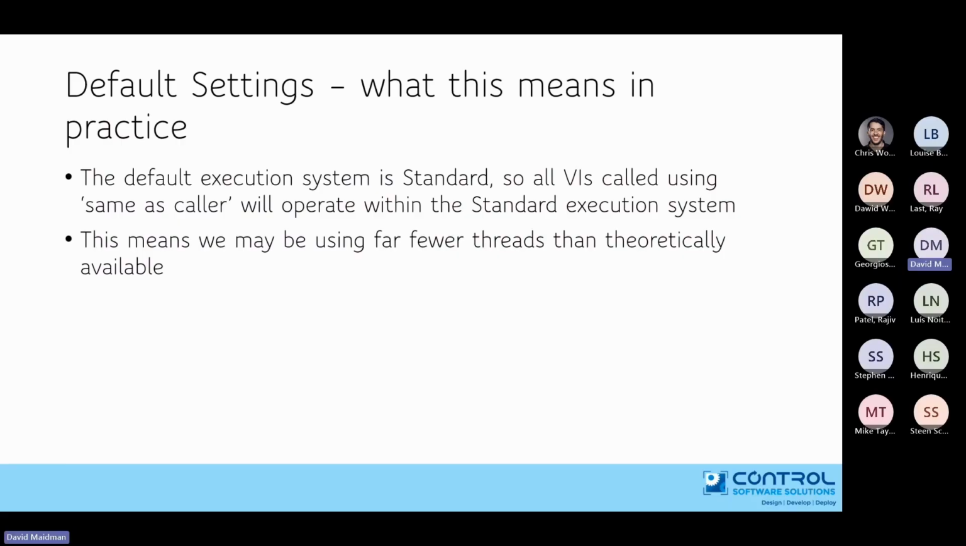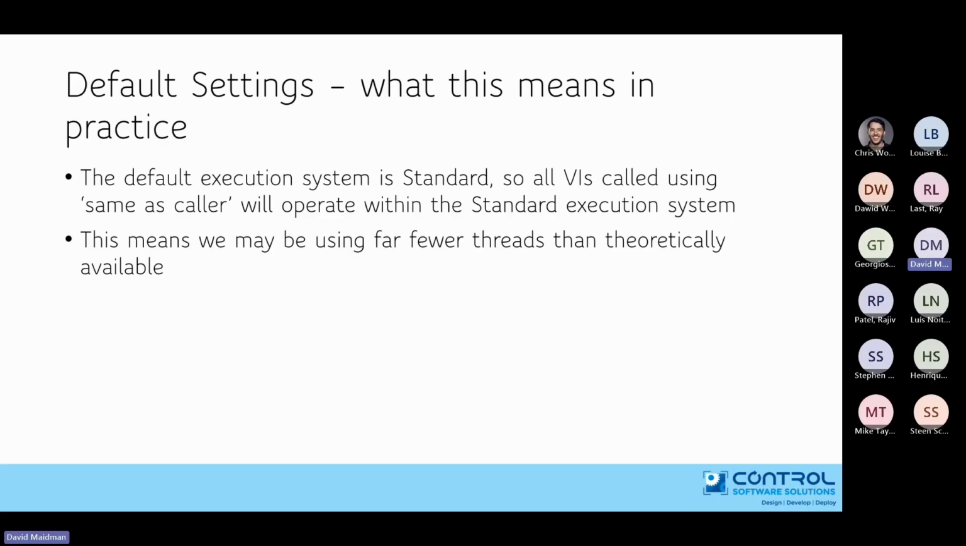So I keep referring to the default settings. What we need to remember is when we create a sub VI, unless we change the settings, it'll always be set to run same as caller, normal execution, and same as caller, the default execution system is standard. So if we start our main VI and that's set to standard, if we don't change any execution systems, everything that runs beneath will also run in standard.